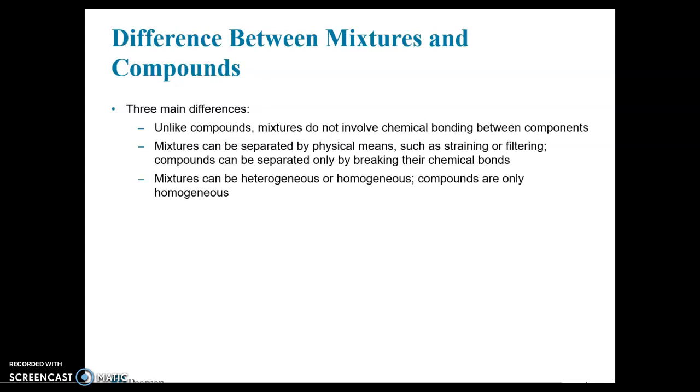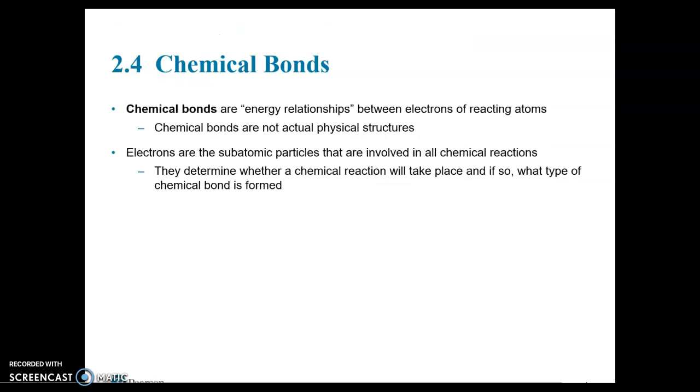Okay, differences between mixtures and compounds. Unlike compounds, mixtures do not involve chemical bonding. If we want to separate a mixture, we can separate it by physical means. We can strain it or filter it, or for salt water, we could evaporate the water and the salt would be left behind. Those are physical ways to separate a substance. But if it's a compound, the only way to separate the different atoms in the compound is by chemical means. Okay, so let's talk about chemical bonding.